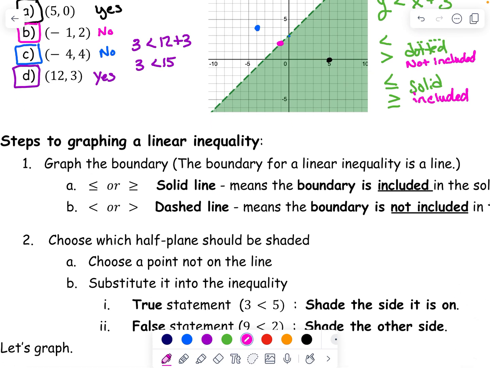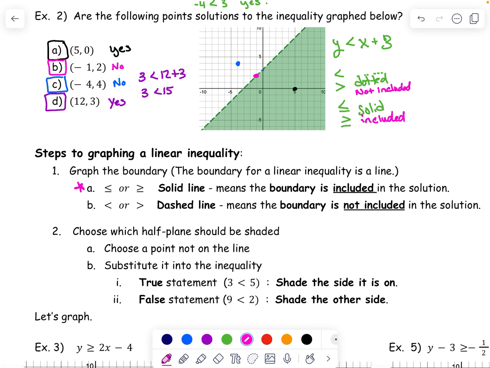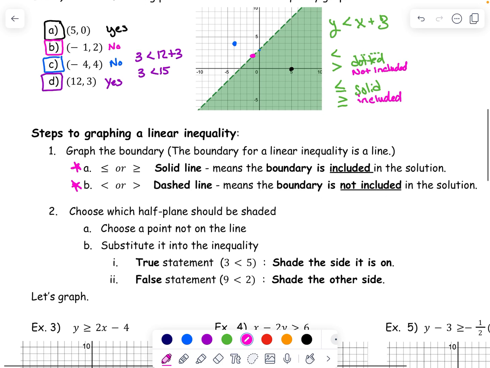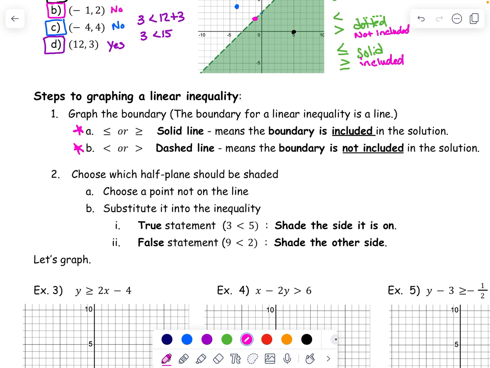So as we just talked about, if we have the line on the bottom, it's going to have an equal sign, so that means it's going to be a solid line, and that boundary, that line, is going to be included. In this case, it's a linear inequality, so the boundary is a line. If it is a dashed line, that means the boundary is not included in our solution, okay? So our boundary, in this case, because it's a linear inequality, is a line. And in example 2, it was dashed, which meant that its boundary points were not included in the solution.